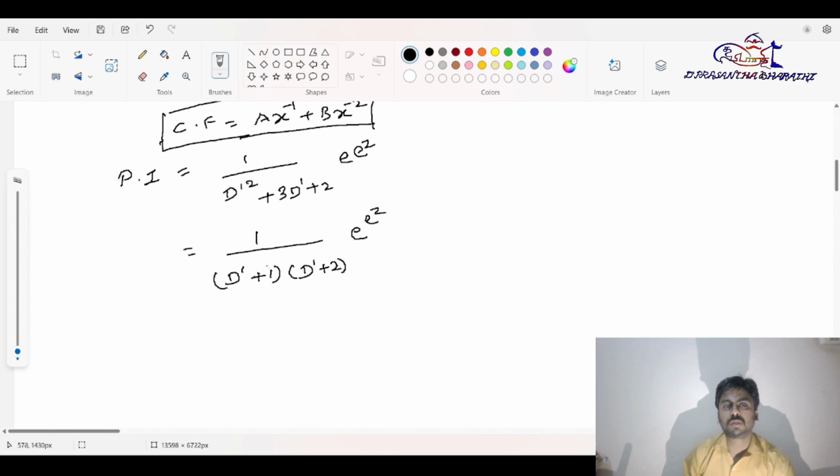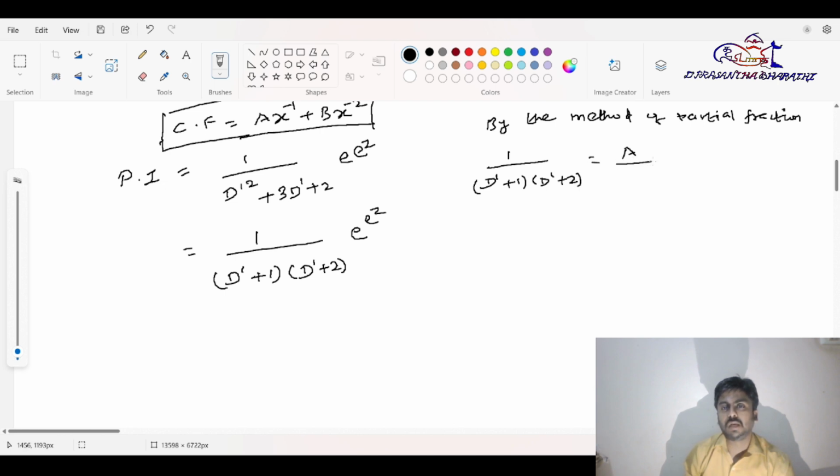Now I am going to use the method of partial fraction. During your school days you have learned it by method of partial fraction. I can write this term 1 divided by D dash plus 1 into D dash plus 2 equal to A divided by D dash plus 1 plus B divided by D dash plus 2.